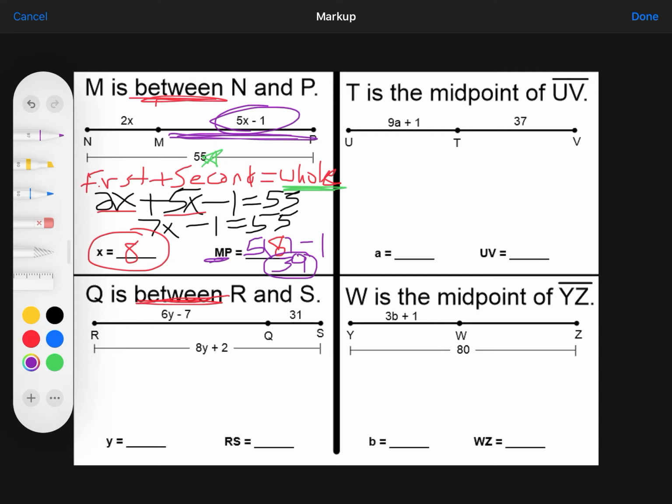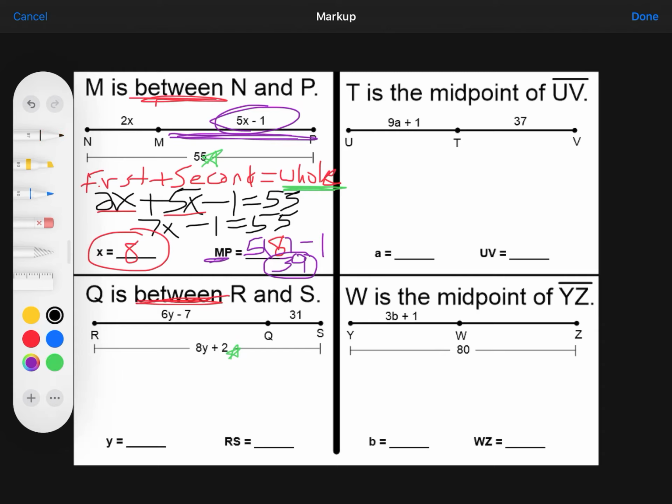This next problem is the exact same type of problem. The only difference with this one here than the one above it is on the first problem, the number 55 was going all the way across and was the whole thing. But on this one here, 8y plus 2 is going all the way across. This is the whole thing. For whatever reason, some people do so many problems like the top left that they think the number has to come last. No, look at the picture.